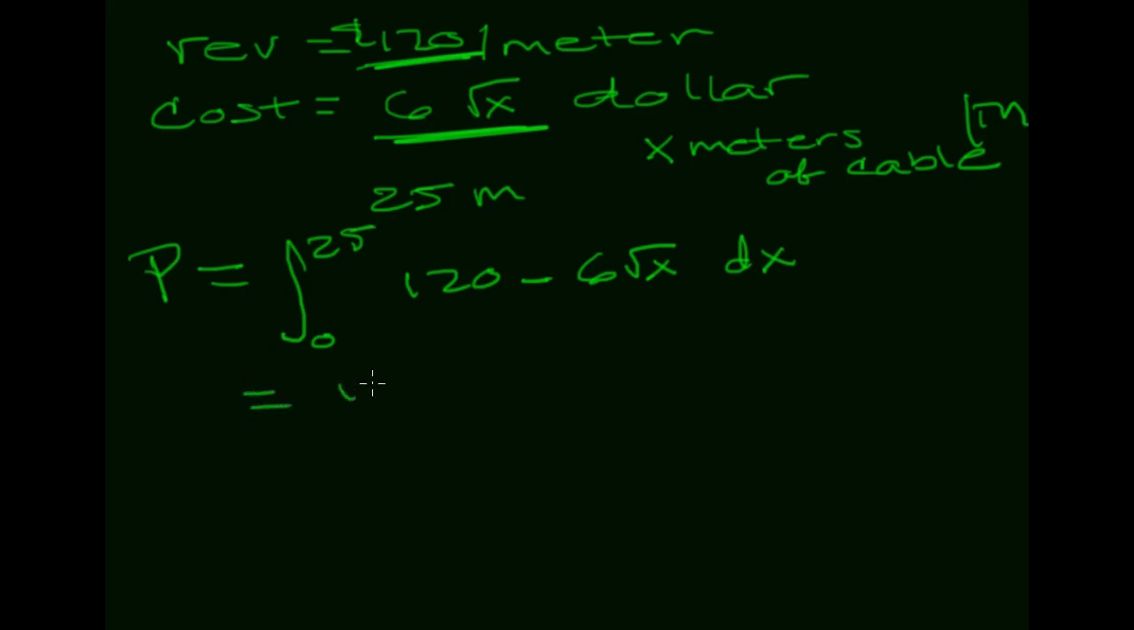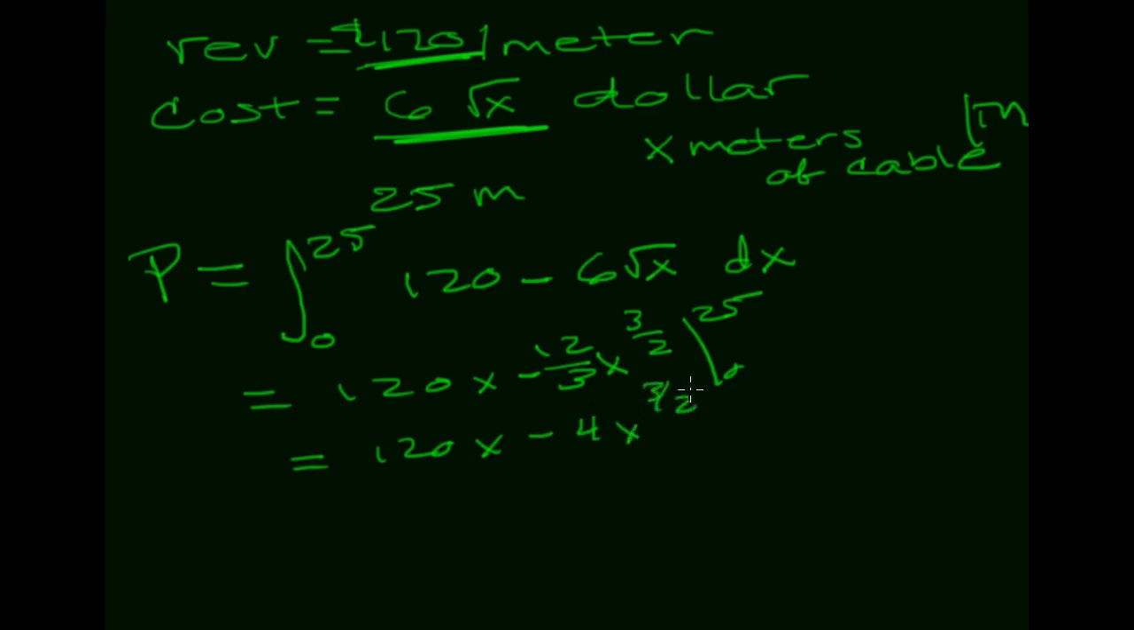So we work the integral, and I get 120x. This is again going to be x to the 3 halves, so 6 times 2 is 12 thirds, from 0 to 25. So that's 120x minus 4x to the 3 halves from 0 to 25.